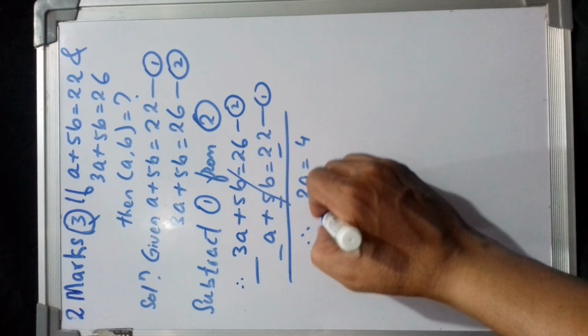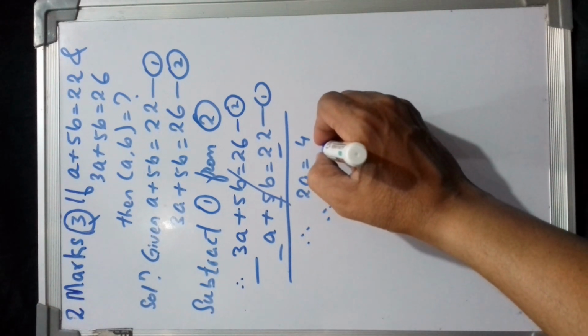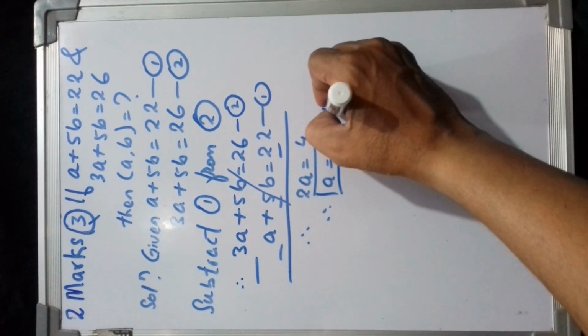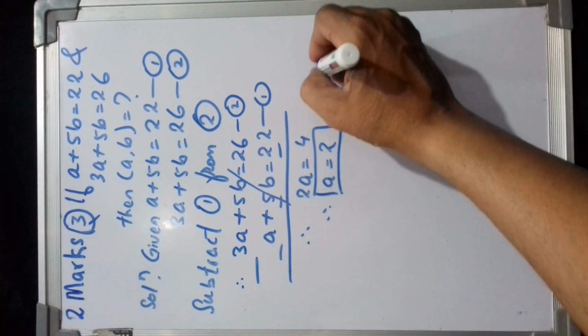Plus 5b minus 5b got cancelled. 3a minus a is 2a. 26 minus 22 is 4. Therefore a is equal to 2.